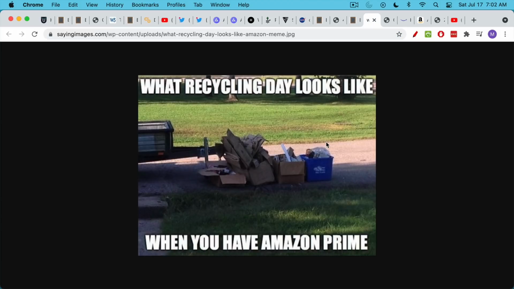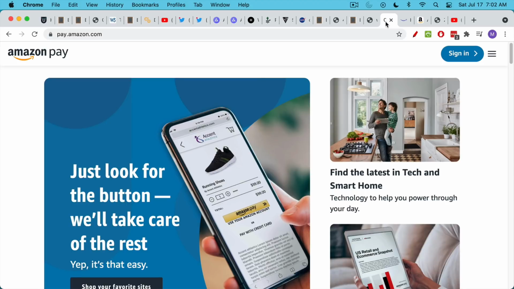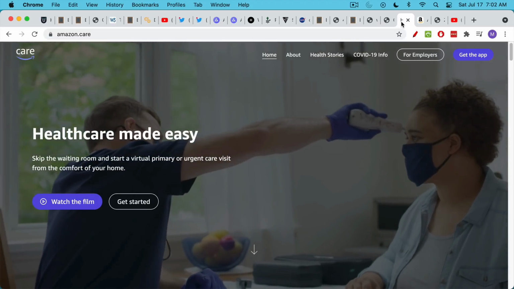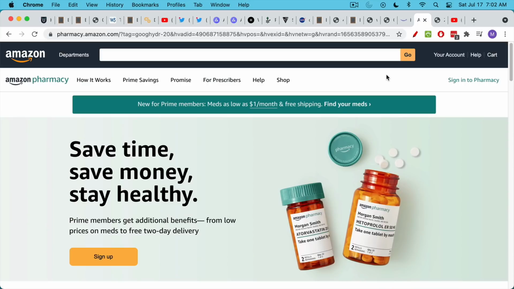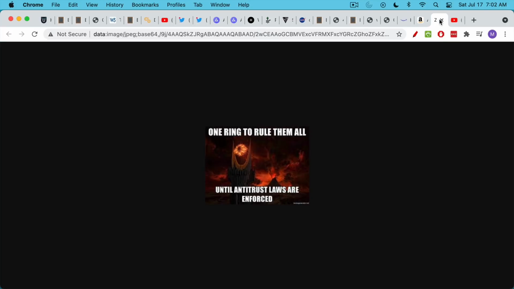This is a great meme of what recycling day looks like when you have Amazon Prime. We now have Amazon Pay. I can't go through all the companies. Amazon Healthcare, Amazon Pharmacy. It just never ends. The real difference is that Amazon will eventually be subject to antitrust laws. Bitcoin cannot be subject to antitrust laws. It's completely decentralized, but it has this property, which is that money is the ultimate virus. It's the ultimate black hole where everything gets sucked into the best, hardest form of money.